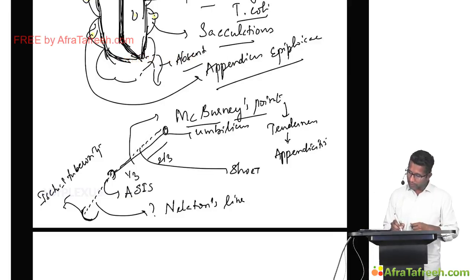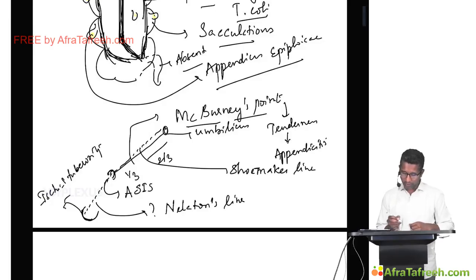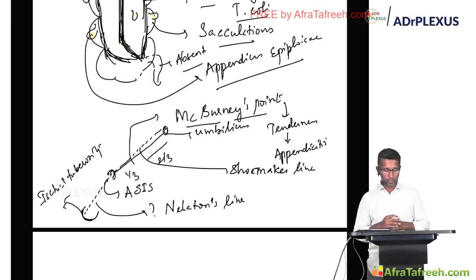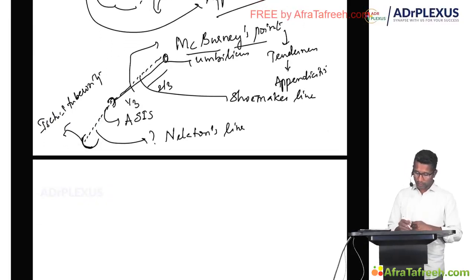You call this line the shoemaker line. Very good Adira, very good. It is called a shoemaker line. Okay, so there are 4 things you should understand.